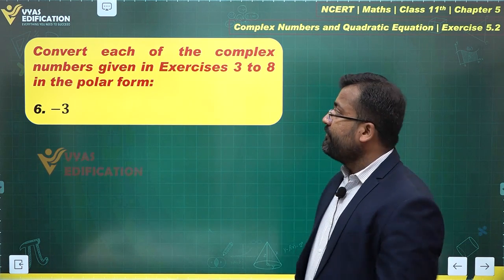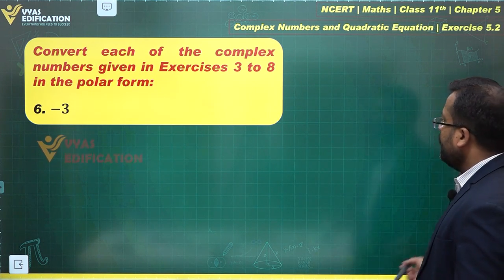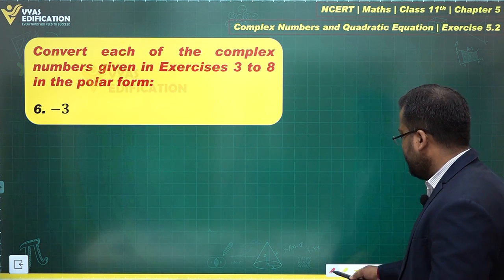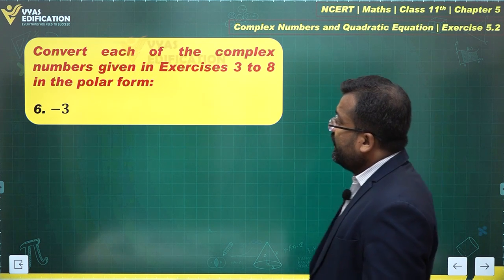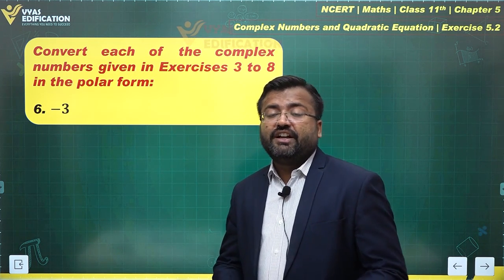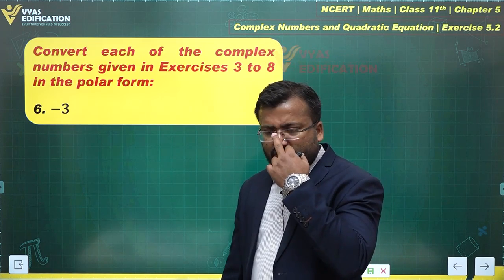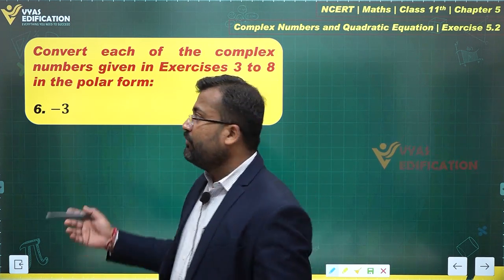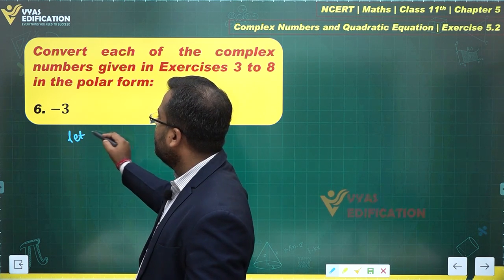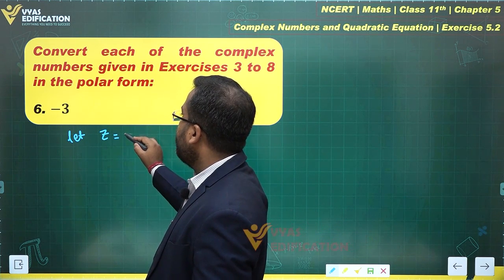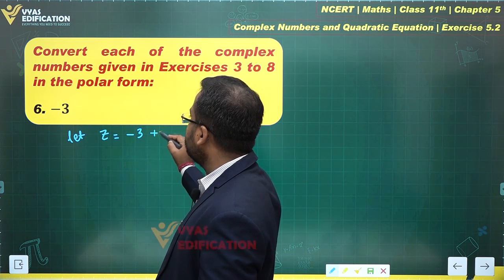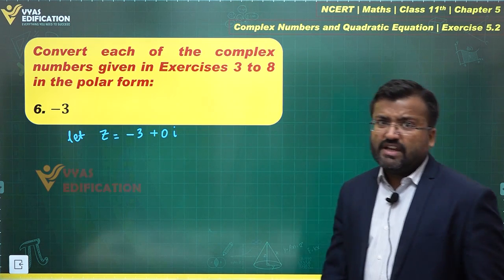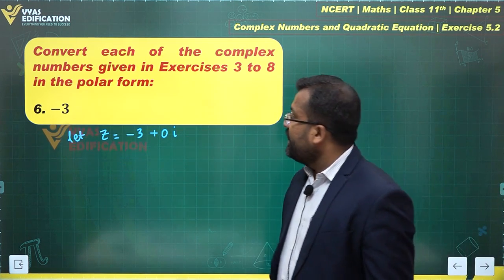Let's talk about this one. Convert in the polar form. Now, this is something different. There's something different about this. It has only a real part. It does not have any imaginary part. Okay, that makes things interesting. So let's try to convert this complex number in the polar form. Let Z equal minus 3 plus, can I write it as 0i? Is that okay? Yes. We can write it as 0i.